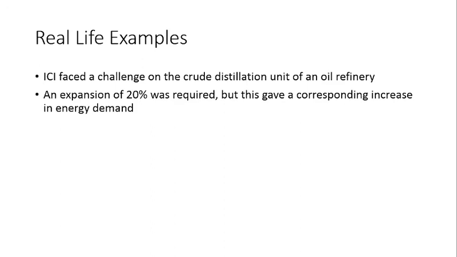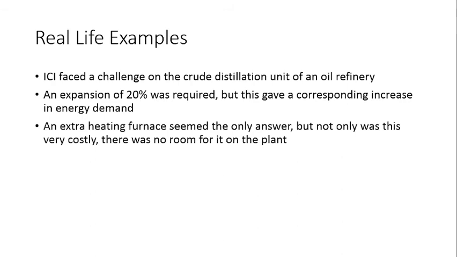ISI was a big company in refinery, but it faced a challenge on the crude distillation unit of an oil refinery, and they needed expansion for 20%, right? But this gave a corresponding increase in the energy demand. So an extra furnace seemed to be the only solution to provide this additional 20%. But not only was this very costly, there was no room for it in the plant.